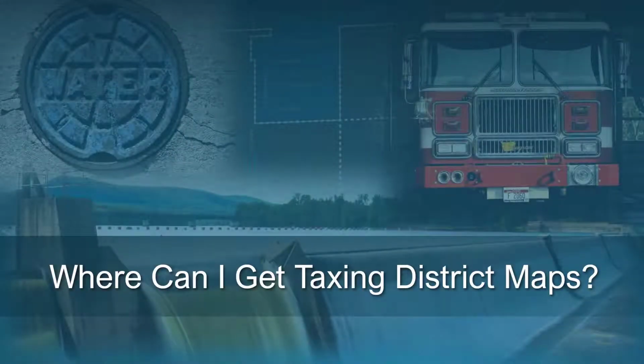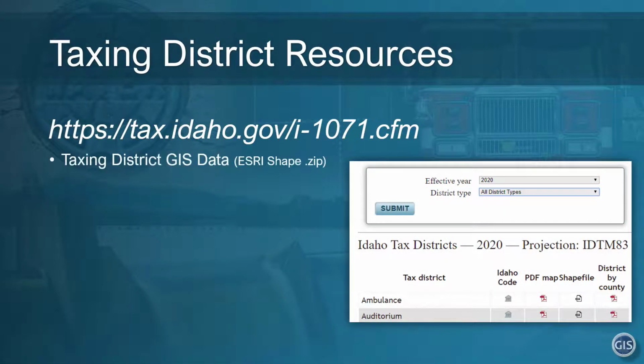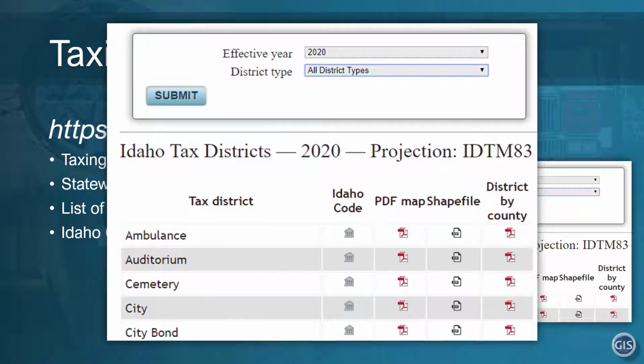Where can I get taxing district maps? At the address shown, you can access taxing district GIS data, statewide district maps, list of districts by county, and Idaho code pertaining to district type. Here you see the page where you can filter by effective year and by district type.